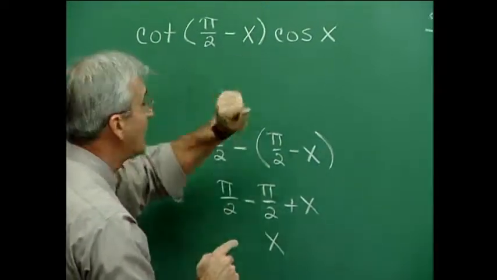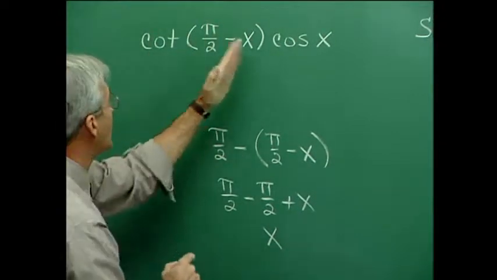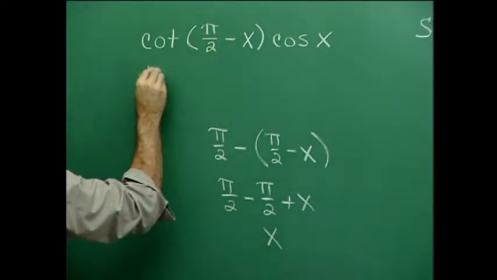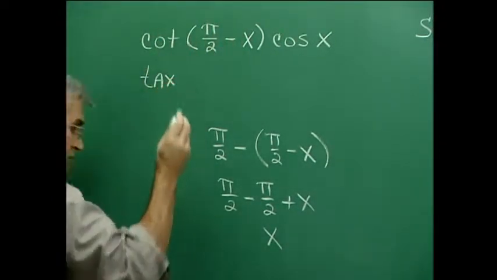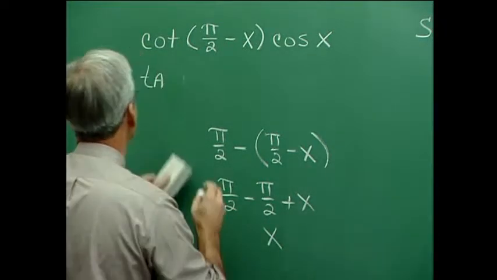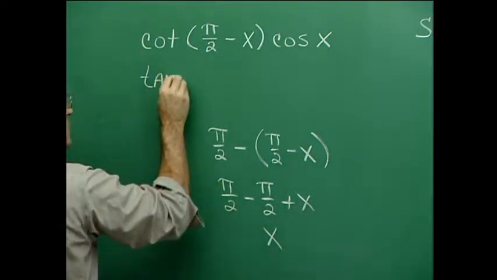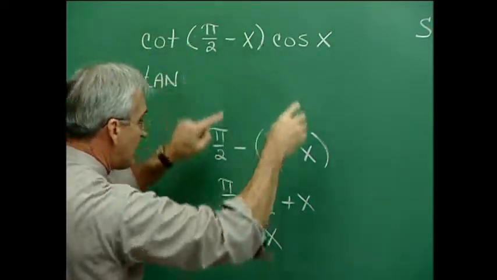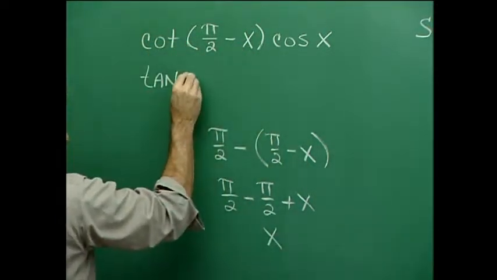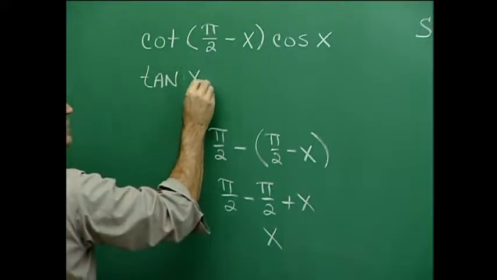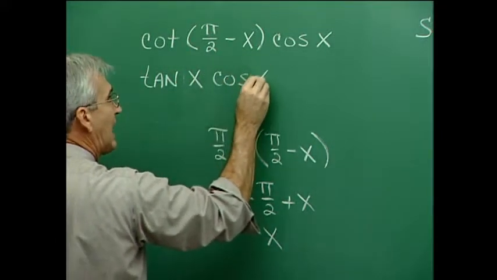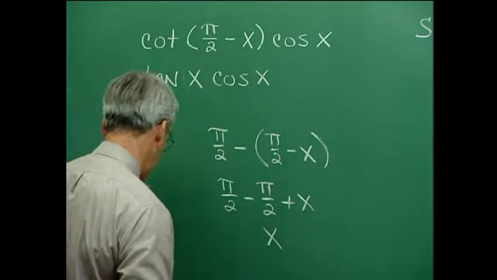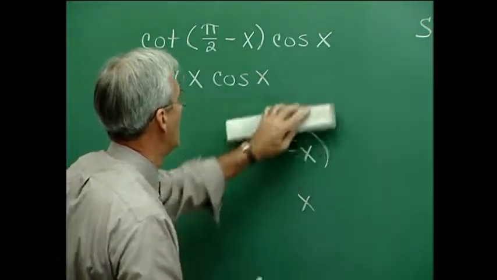Okay, now if it is the complement of x, then we can rewrite this as the tangent of the complement of this, but the complement of this we found to be x. So this is nothing but tangent x times cosine x. And that's the main technique that I want to show in this problem. Okay, so that's the idea.